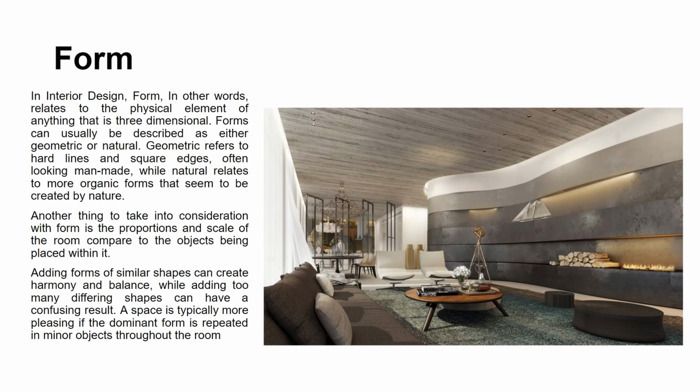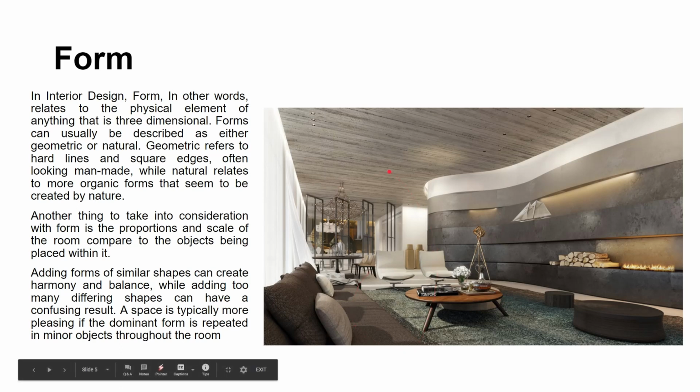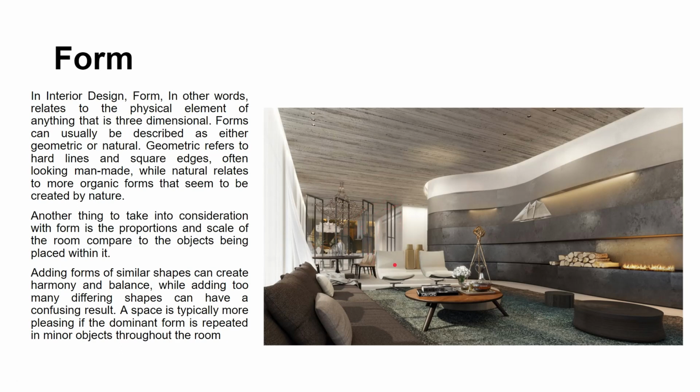Another example, this is a photo on your right. This is a combination of your geometric hard lines in relation to accented organic forms. So you have the very linear approach of the ceiling and up to your structural elements, with an accented undulation of the walls as presented here.